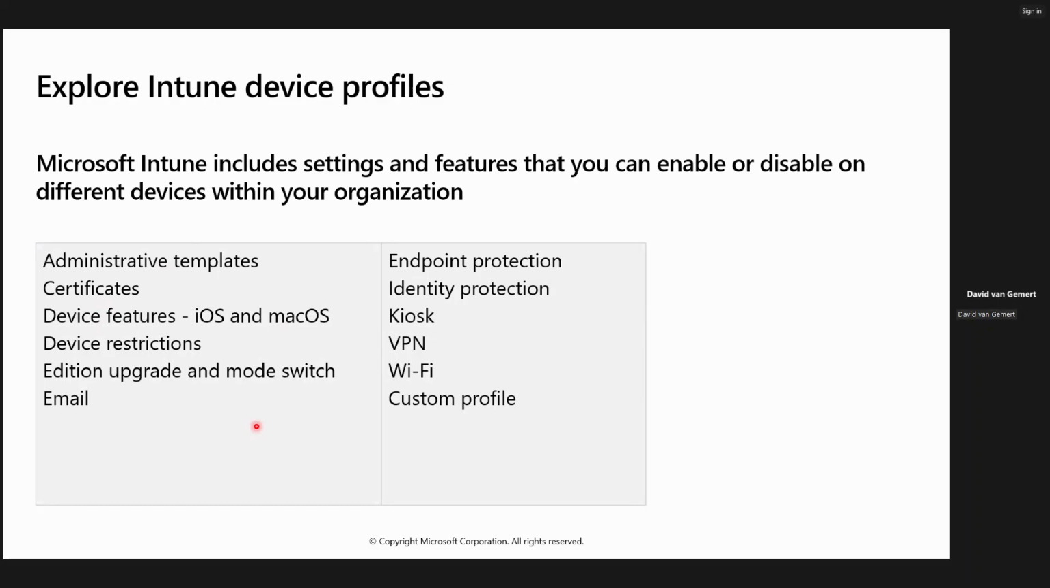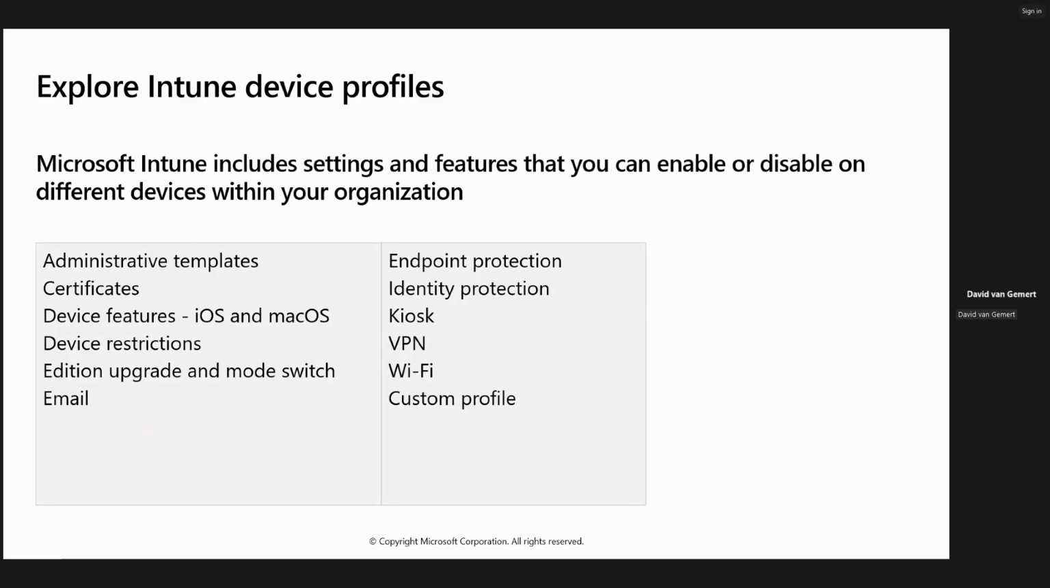Kiosk mode settings profile configures a device to run one app or multiple apps. VPN profiles, we mentioned that earlier, Wi-Fi profiles. And while they haven't got them all listed here on this slide, and the old slides actually had a much bigger slide with tons and tons of profiles listed, there are many, many profiles available in Intune. They're adding new profiles all the time. But if there isn't a profile that you need, you can create your own custom profile.